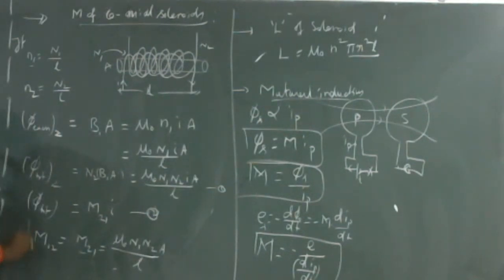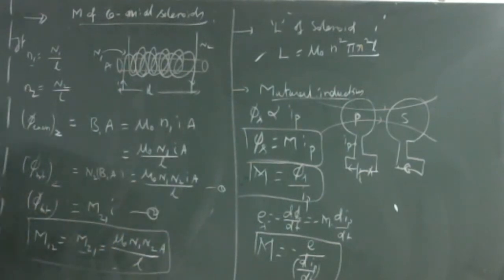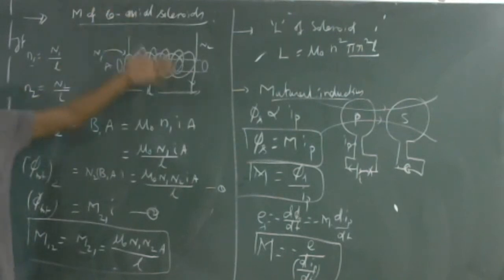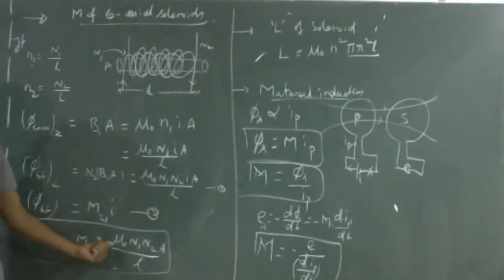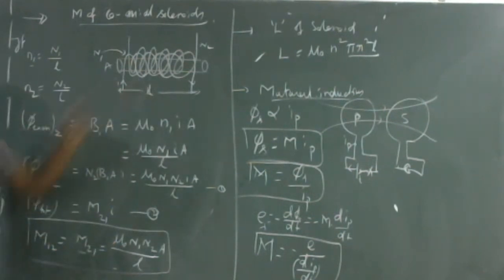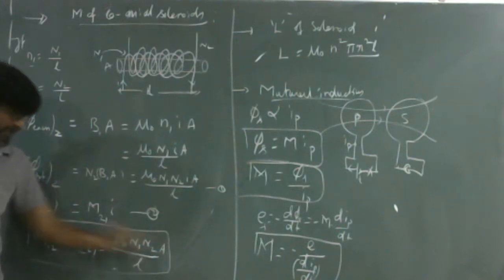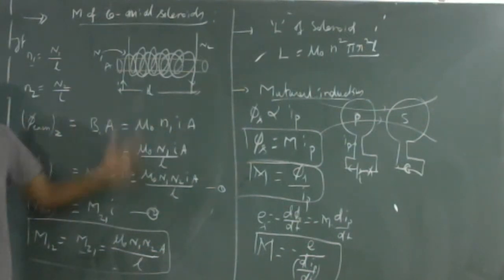So this gives the coefficient of mutual inductance, or simply you can say mutual inductance of the secondary coil with respect to the first, or the first coil with respect to the second. Both will be the same. It depends on the medium: if the coils are in free space, take mu naught; if it is in another medium, it depends on the medium of the core, the number of turns of the primary coil and secondary coil, and the area and length of the solenoid.